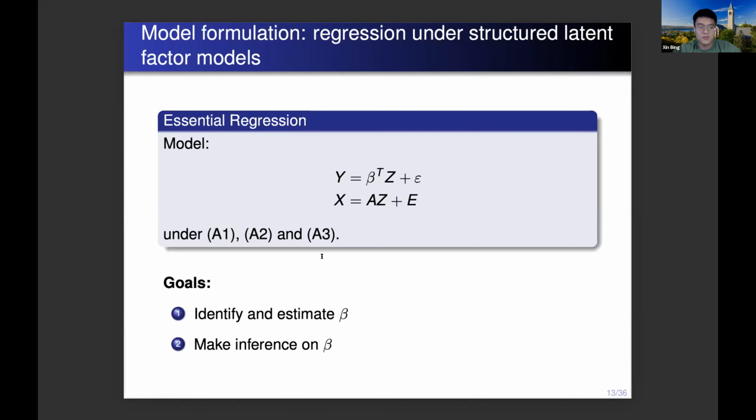And our goals are twofold. The first goal is to identify and estimate the linear coefficient beta, which links the latent factor Z and Y. And the second goal is really to make inference on beta. So the factor regression model is well known mainly for prediction, just because of the ambiguity of the meaning of latent factors. However, there are many particular factor regression models where the Z can be interpreted or can be determined, for instance, in this essential regression model. However, the inference on beta, or estimation on beta, I mean, the literature on this part is relatively less studied.